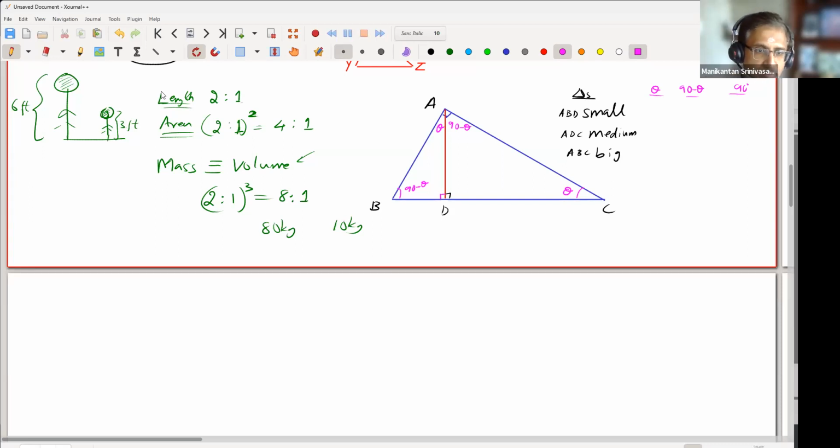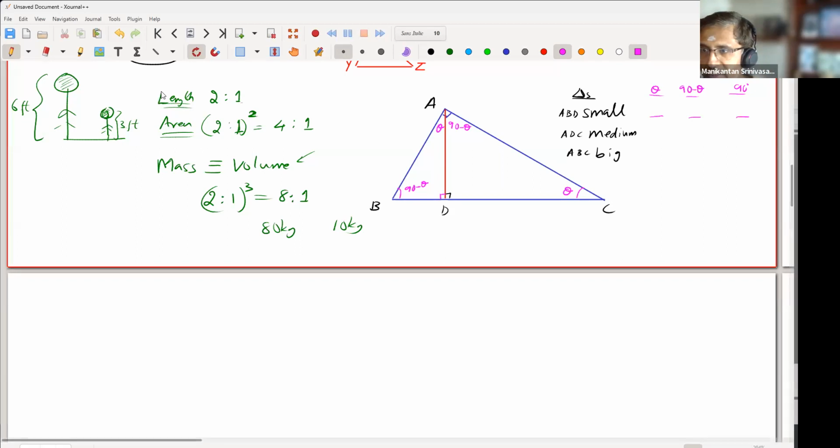You with me, Saurabh? Neev, you're okay? Okay. Now, let me start writing the corresponding sides opposite to these angles in each triangle. I'm going to call out names. Neev, we are starting with you, right? There are nine values to be filled here. So, Neev, I'm starting with you.